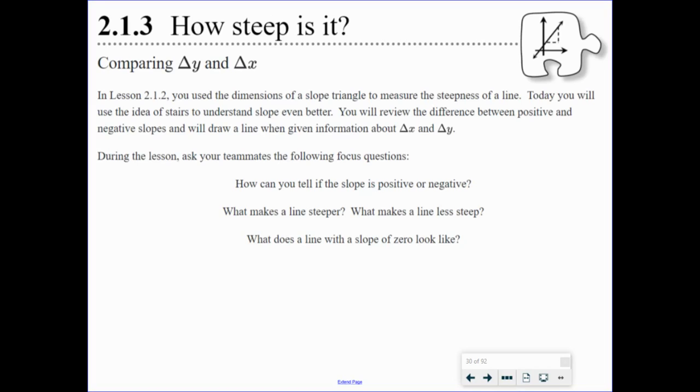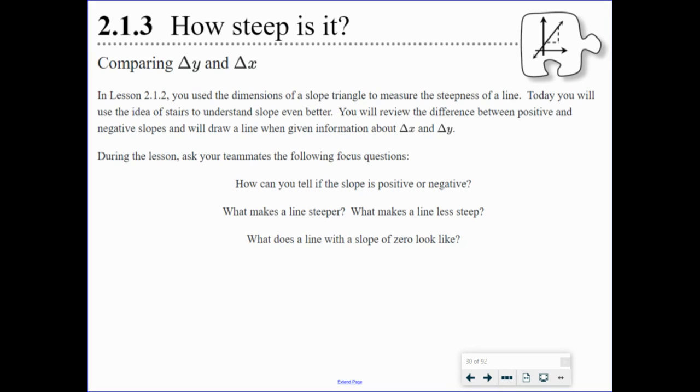Okay, lesson 213. Let's do this. How steep is it? Comparing, how do you say that? The triangle is called delta y and delta x, but what does the triangle stand for? It stands for the words change in y and change in x.